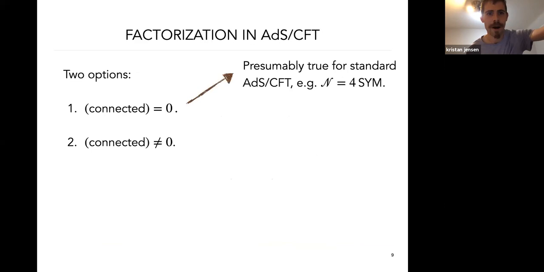Well, the answer is, basically there's two options. The obstruction to CFT factorization would be all these connected geometries, the potential contribution of Euclidean wormholes to the gravity path integral. And there's essentially two options. Either those contributions are zero, either because they're individually zero or they add up to zero. Presumably, that's the case in all the standard examples, all the lampposts of AdS-CFT that we know and love, like the duality between N=4 super Yang-Mills and type IIB on AdS5 times S5, where we really know what's going on.